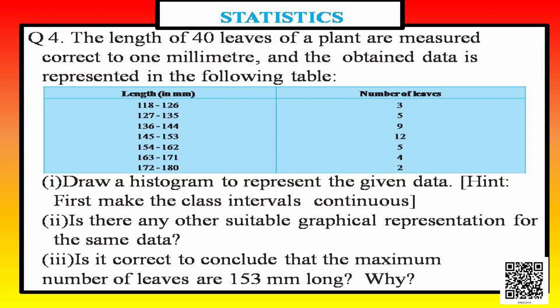Here we are supposed to draw a histogram for the table given to us. In the table, the class intervals are given in the question as 118 to 126, next 127 to 135, then 136 to 144 and so on. And the frequencies are given here. They are 3, 5, 9, 12, 5, 4 and 2.